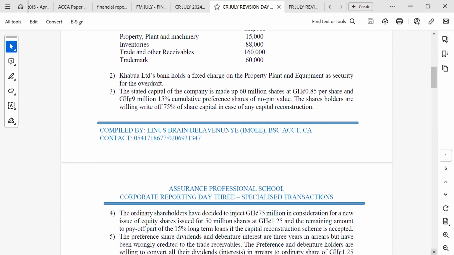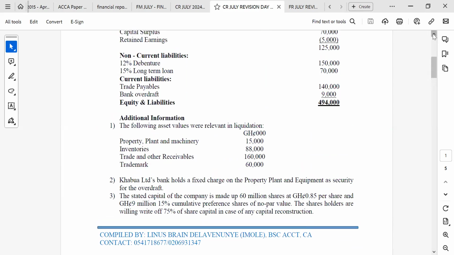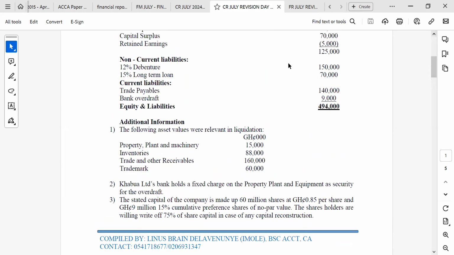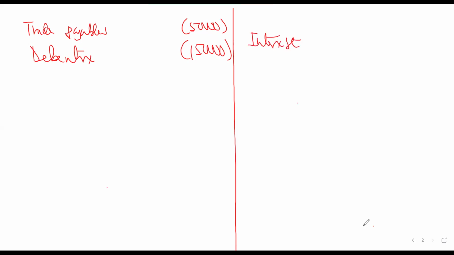So let's come to what is the interest on the debenture? It means that we don't have to do these ones. Okay, let's put all the unsecured creditors together. So we are going to be having interest. Interest on debenture will be 0.12 multiplied by 150,000 multiplied by 3. Is that correct?